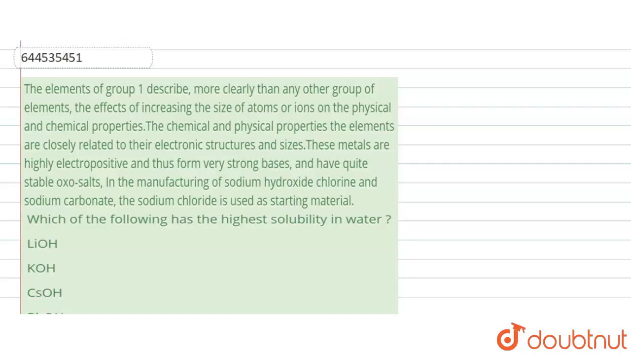Hi everyone, let's take a question. So here this question is paragraph based question. The paragraph says the elements of group 1 describe more clearly than any other group of elements the effect of increasing the size of atoms and ions on the physical and chemical properties, and how these affect the physical and chemical properties. These are closely related to their electronic structure and sizes.